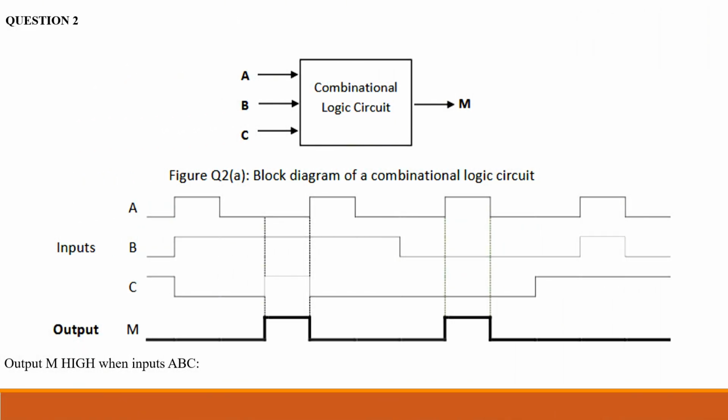Now let us move on to question number 2. As you can see, we are given a timing diagram and we are made to create a logic circuit from it. Now there are 3 inputs, A and B, which are initially reset, and C, which is initially set, and output M. As we can notice, output M is high when the inputs A, B, C are as follows, where A is reset and B, C are set, or A is set and the rest, B and C, are reset.